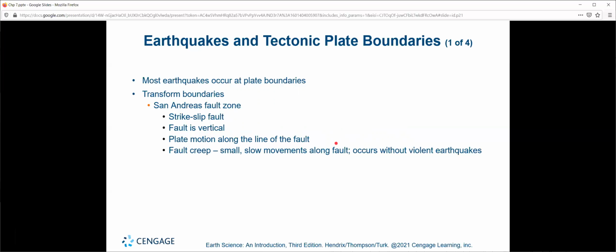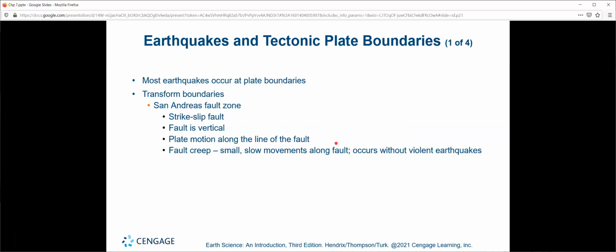Most commonly, we find earthquakes at transform boundaries. These are the strike-slip faults. These are the faults that occur where the motion is lateral plate to plate, as opposed to subduction zones where one plate goes under another, or divergence zones where they separate apart, right? We've talked about transform boundaries before. The plate motion along that line of the fault happens laterally. So this allows for earthquakes.